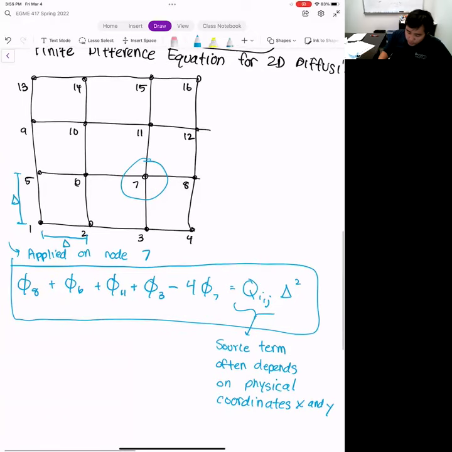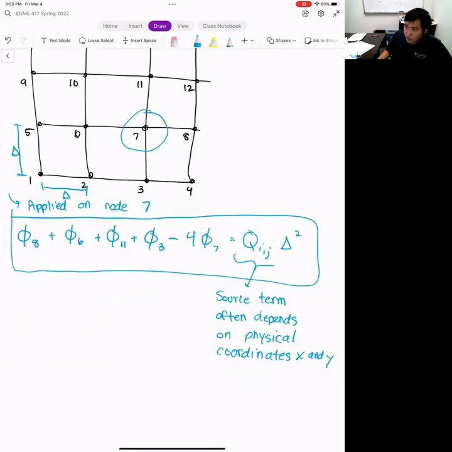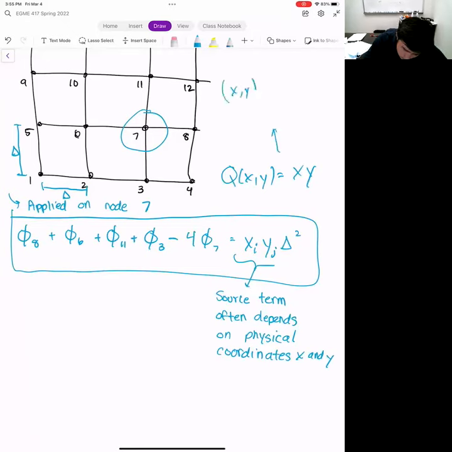So let's talk about the source term. The source term q here is given usually in terms of functions of x and y. And just as a simple starting point, let's say that our q of x and y is equal to just the product x times y. And so if I were to replace that here, then our source function here would be x_i times y_j, where x and y here are the coordinates of the center node.